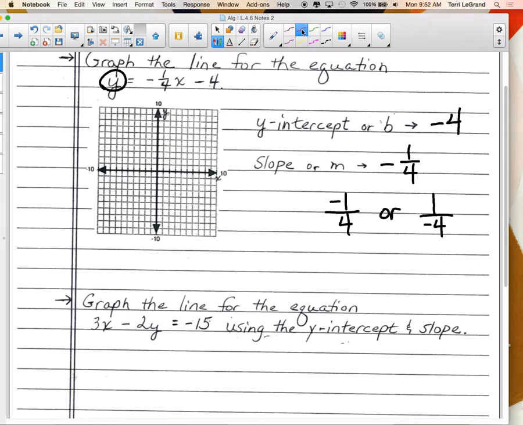So we're going to graph this by starting at our y-intercept. And I want you to use that slope in both ways. I want you to go down 1 from it and right 4. And I want you to go up 1 and left 4.